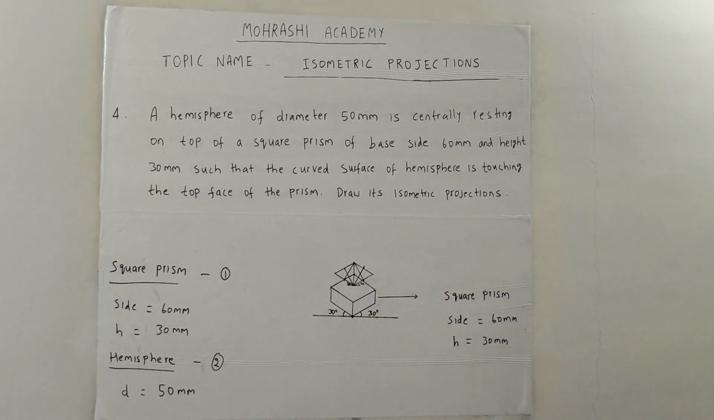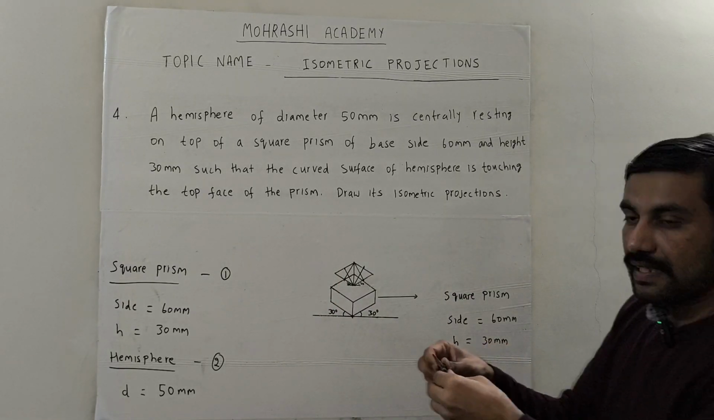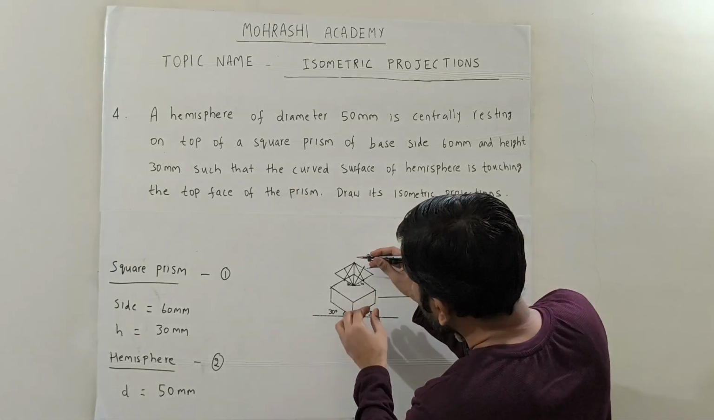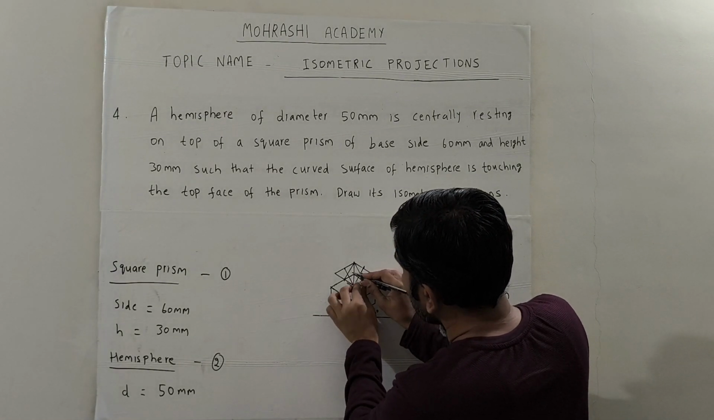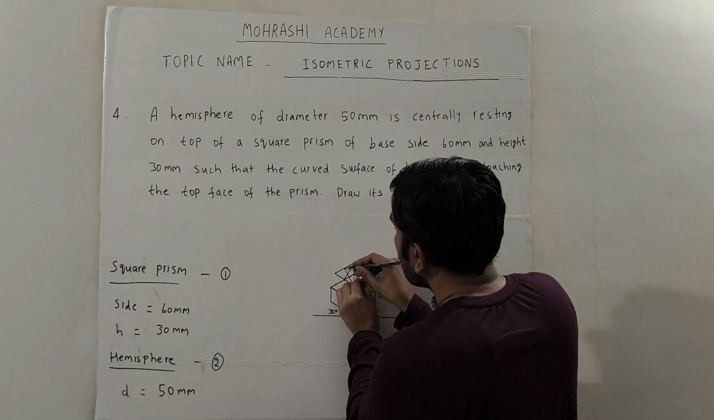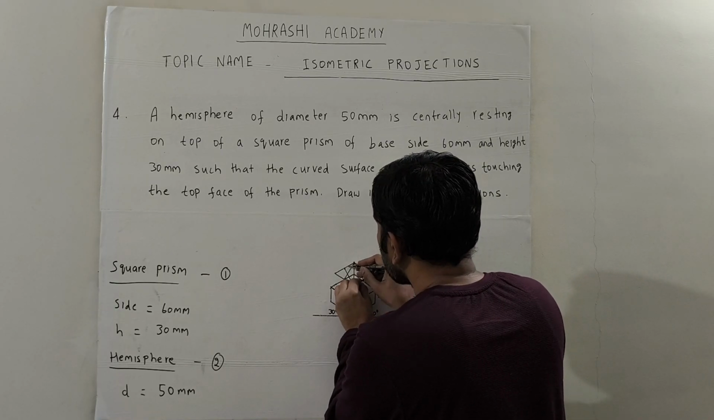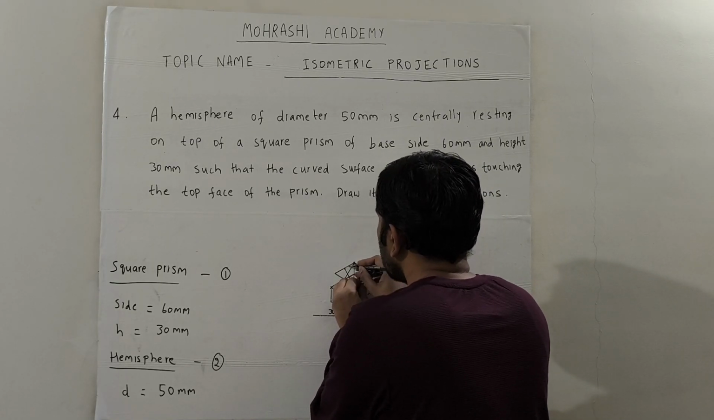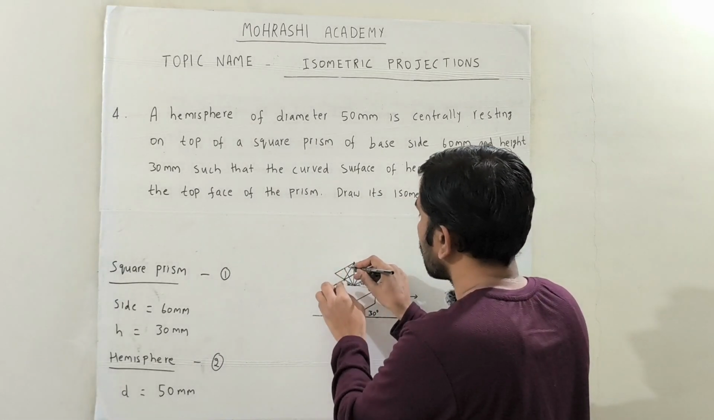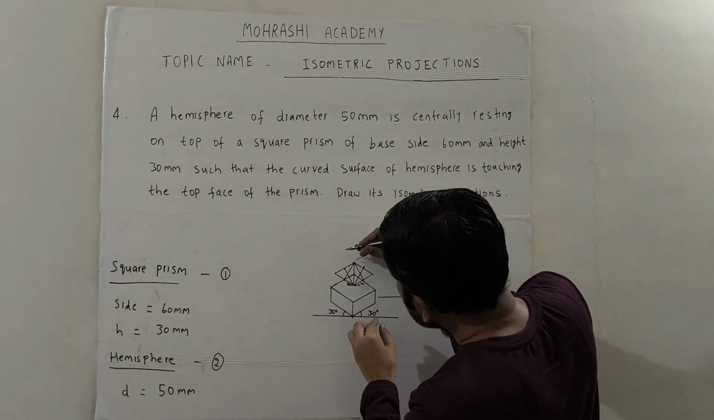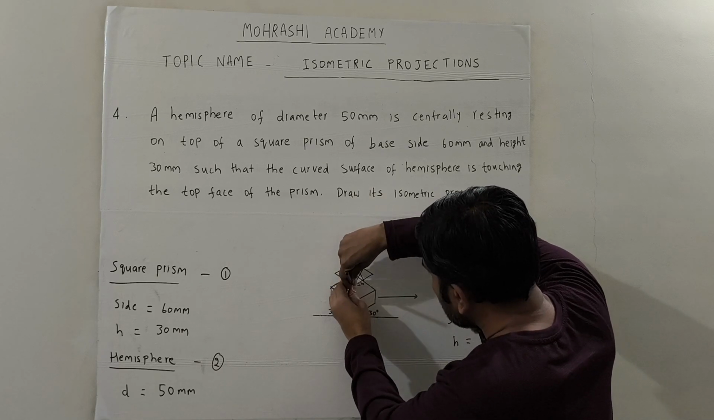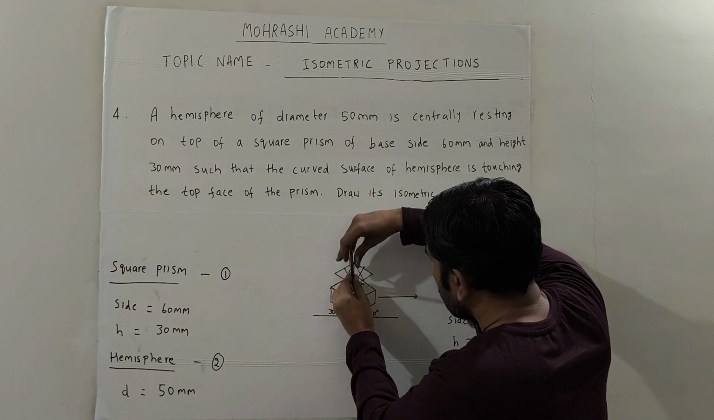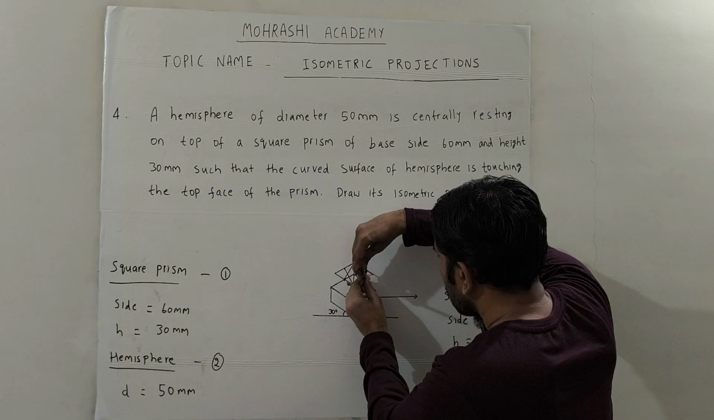See, now afterwards what I will do, take the compass and see, this is the center, this is the radius. I will cut an arc like this. So this is the center, this is the radius, I cut an arc. Again this is the center, this is the radius. Again I will cut an arc like this.